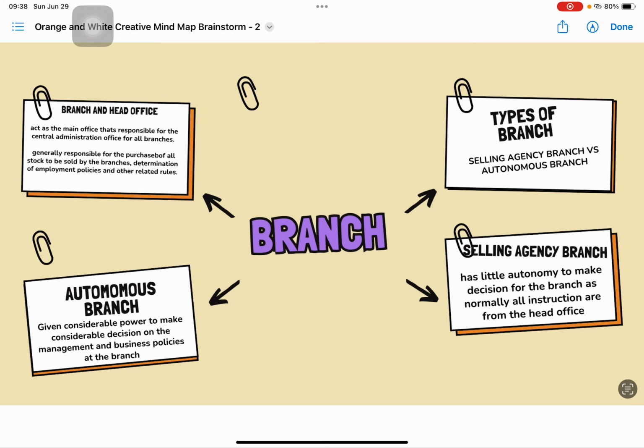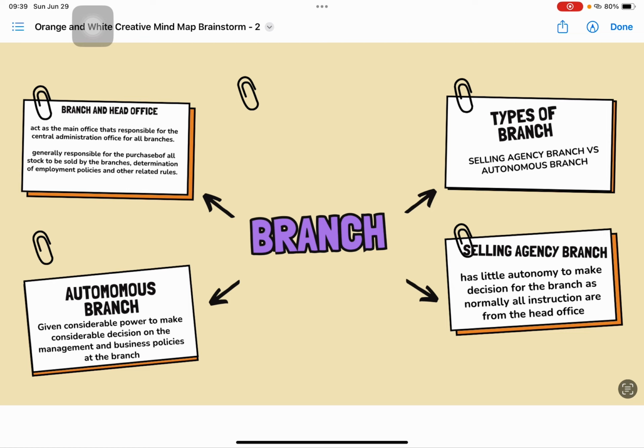For the next one, we have the types of branch. We have a selling agency branch and an autonomous branch. Selling agency branch is also known as a dependent branch. Autonomous branch is also known as an independent branch. For a selling agency branch, goods for resale are supplied by the head office and activities are strictly monitored and controlled by the head office. Accounting records are maintained by the head office. For the autonomous branch, the outlet may make some local purchases for the goods to be sold.